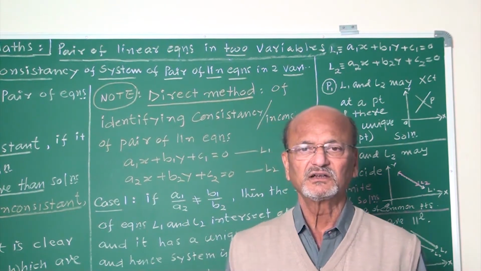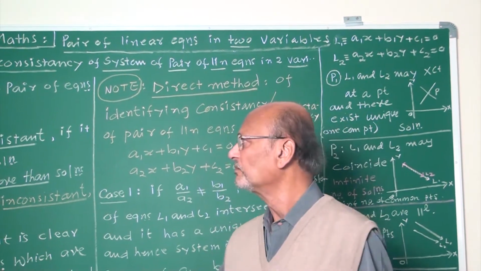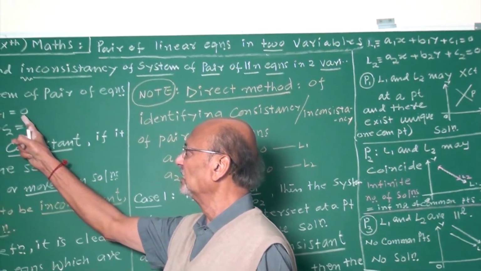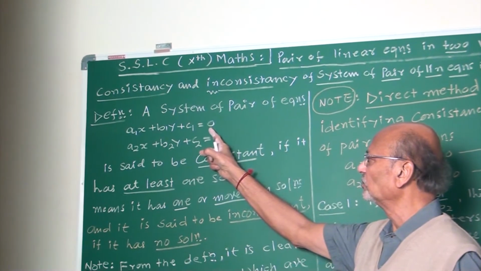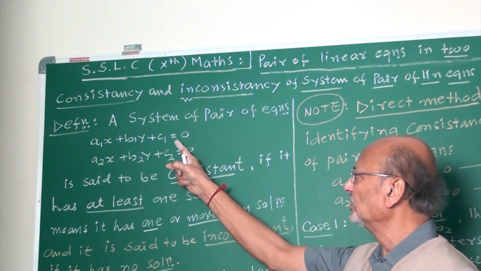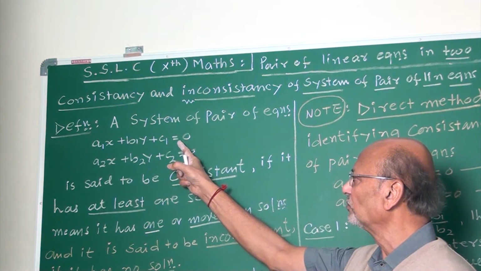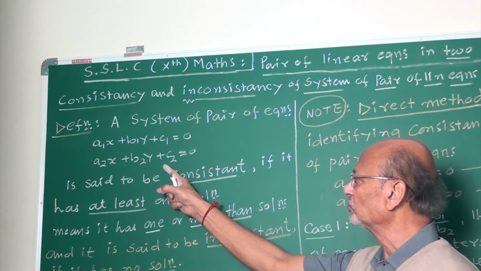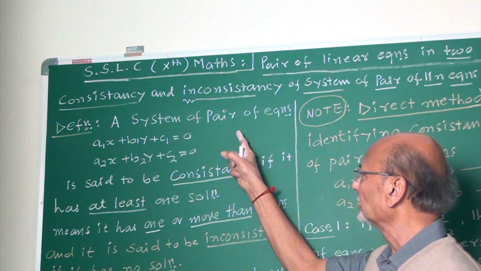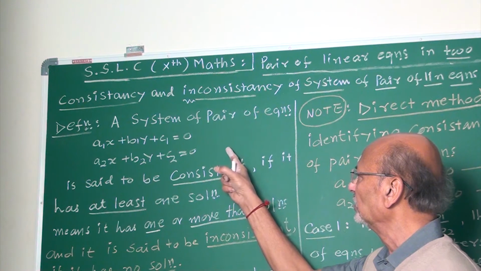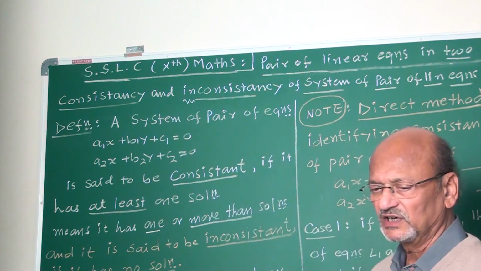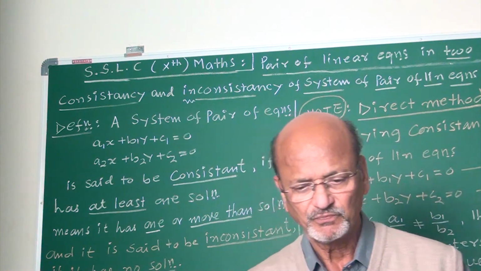In the second and third, I went through the standard form of a pair of linear equations: A1x plus B1y plus C1 equal to 0, A2x plus B2y plus C2 equal to 0, in which A1 not equal to 0, B1 not equal to 0, A2 not equal to 0, B2 not equal to 0, such that A1 square plus B1 square is not equal to 0, A2 square plus B2 square is not equal to 0. Everything is explained, friends.